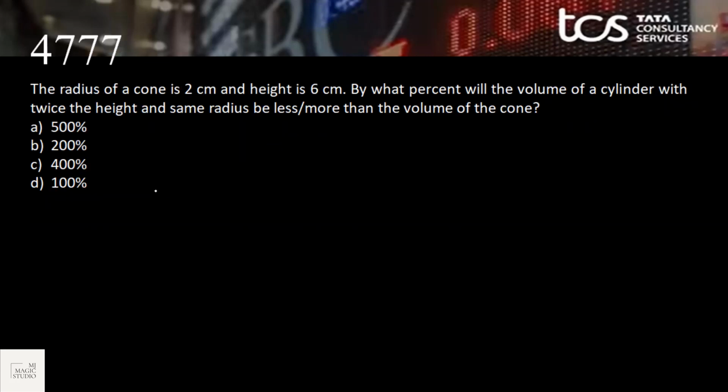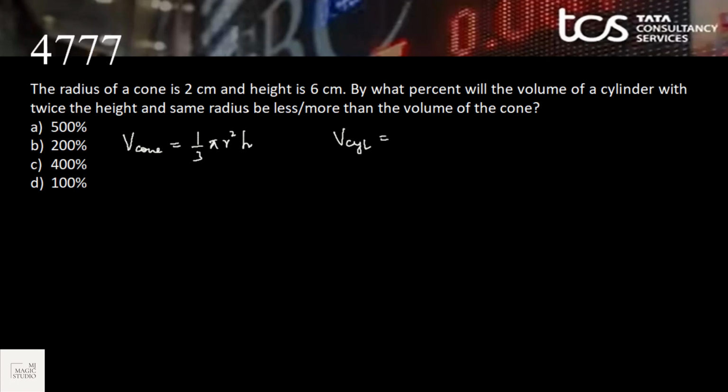So now we have a cone and a cylinder. The radius of a cone is 2 centimeter and height is 6 centimeter. Okay, so volume of cone is 1 by 3 pi r square h. By what percentage will the volume of a cylinder with twice the height and same radius be more?